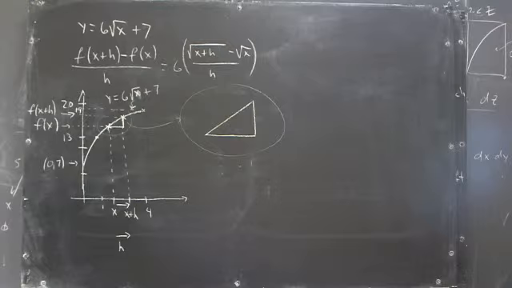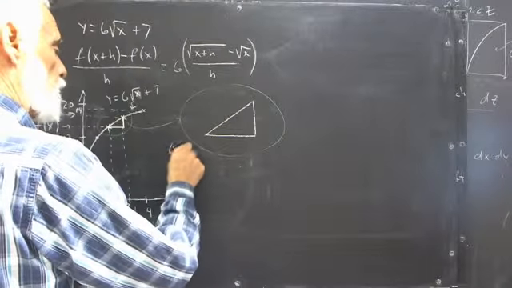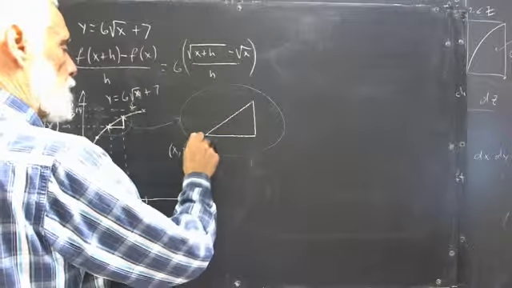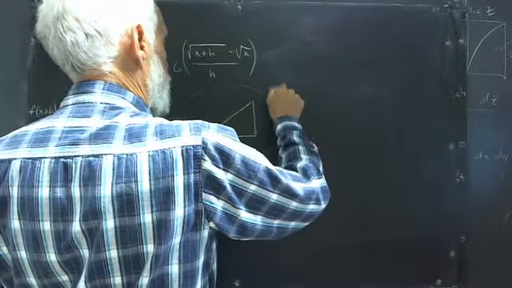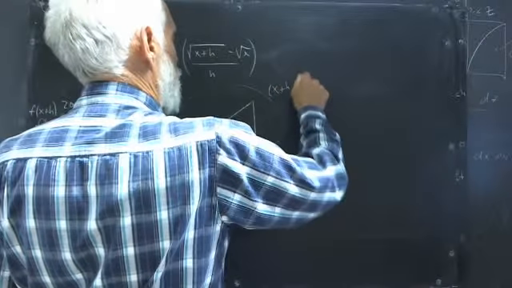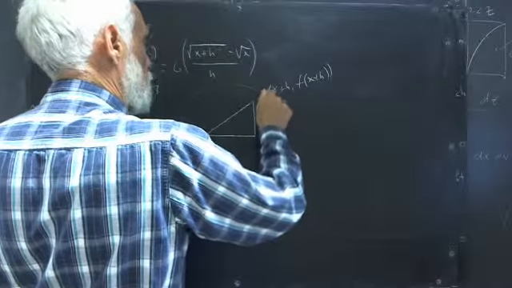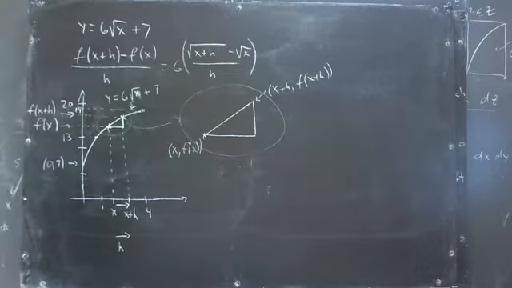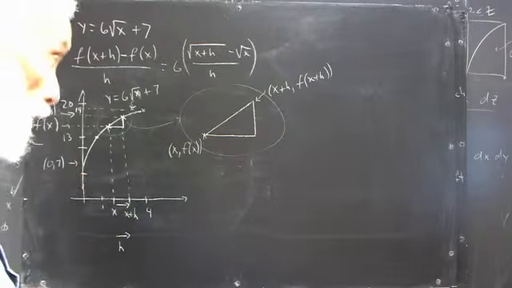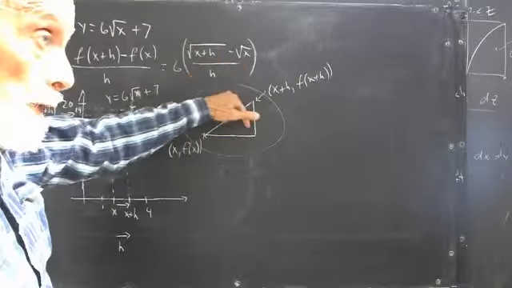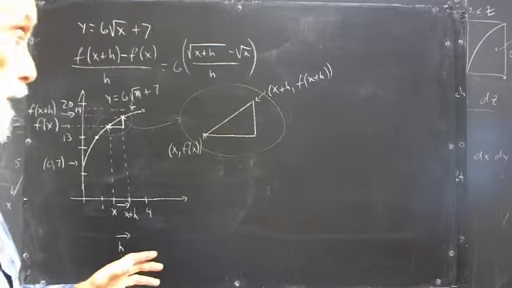So if we enlarge this triangle, so let's bring that triangle out here and enlarge it. Okay, we can say that this point is the point x, f of x. This point is the point x plus h, f of x plus h. So you should stop the video and work this out yourself. What's the run? What's the rise? What is therefore the slope of this triangle? You should write that out.